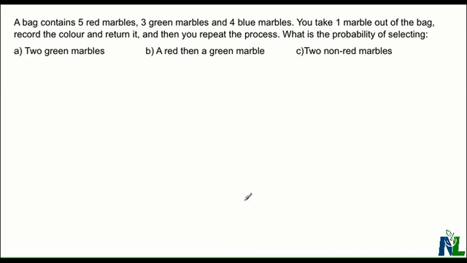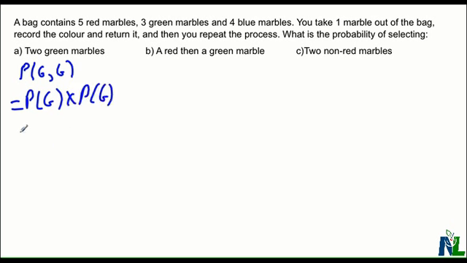Look at another example here now, a bag containing 5 red marbles, 3 green marbles, and 4 blue marbles. I'm going to take 1 marble out of the bag, record the color, and then return it, and repeat the process. So what is the probability of selecting 2 green marbles? So first of all, I'd have to say what's the probability of selecting 1 green marble, because that's what I'm going to have to multiply by itself here.